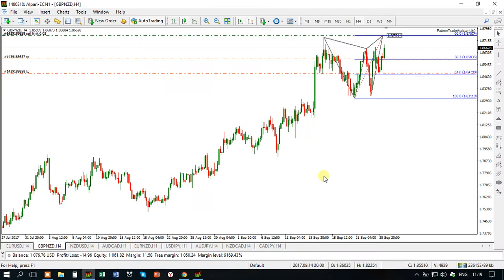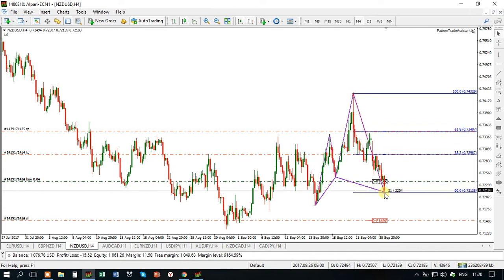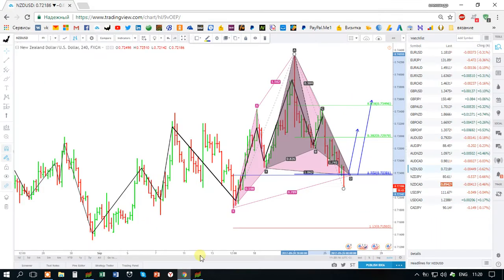Let's go to the MetaTrader New Zealand dollar 4 hour. Here it is. I have taken the cipher pattern entry and it is mine. Right now I am currently in, and as you see, the targets were adjusted even if the fibs is not restretched. So the adjustment calculation is done automatically by the Pattern Trade Assistant robot, and my customers receive that robot for free.